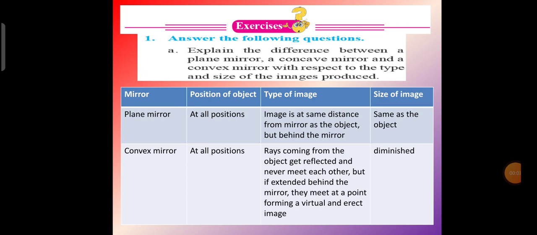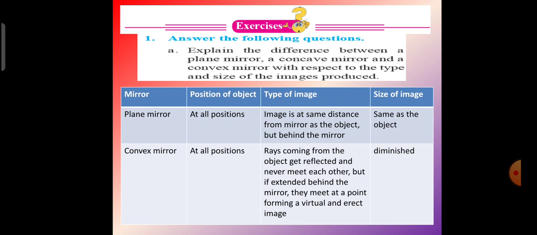So children, now let us begin with the exercise. Explain the difference between a plane mirror, concave mirror and a convex mirror with respect to the type and size of image. As you know, in a plane mirror, if you keep the object at any position, the image is at the same distance from the mirror as the object, but the image formed is behind the mirror.